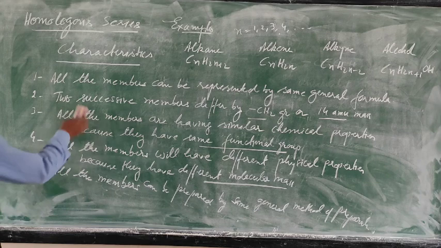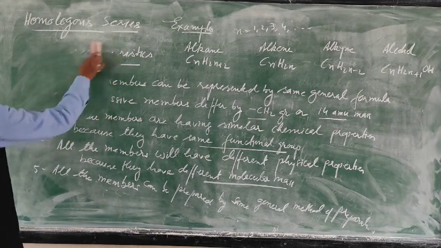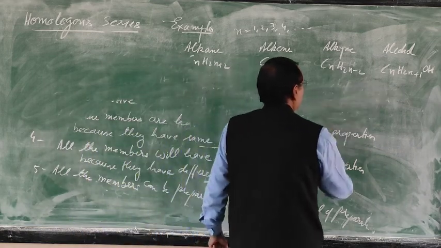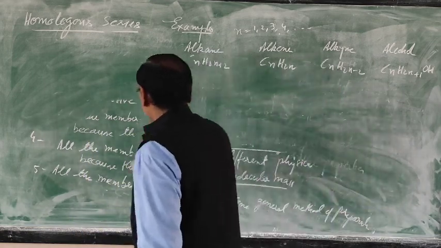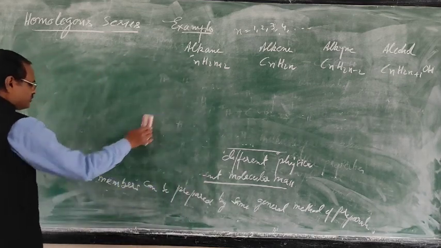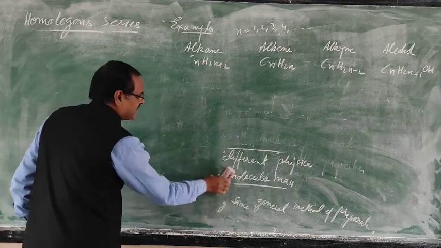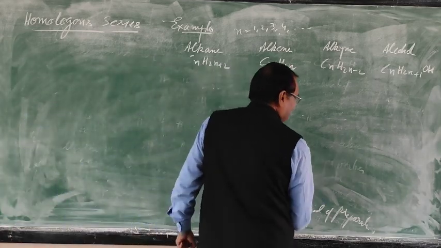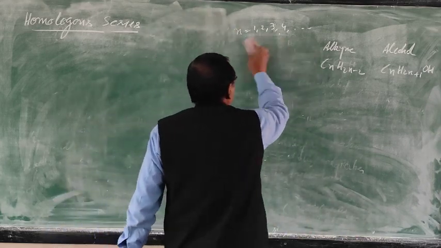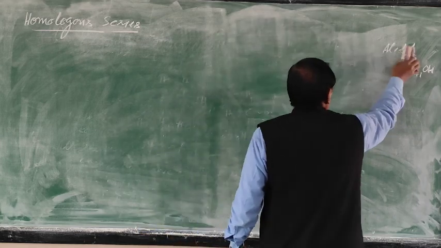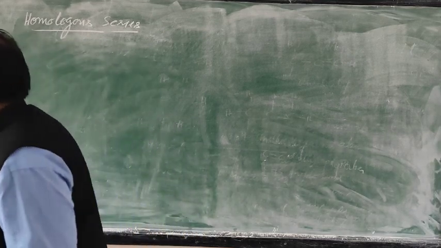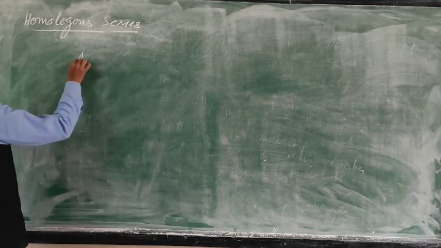So now we will make the homologous series, and whatever characteristics we have studied, we will apply in the homologous series. First of all, we will take the alkane homologous series. What is the general formula of alkane? The general formula of alkane is CnH2n+2. One by one we will make the homologous series, and whatever characteristics we have studied, we will apply here. So first of all, alkane.